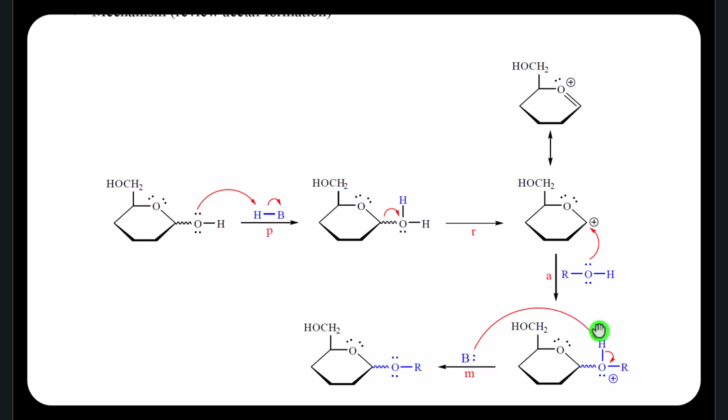But this intermediate has a positive charge on the oxygen, which is undesirable. So in a last step, we make it stable by deprotonating this positively charged oxygen using a base. Base would come over, remove a hydrogen, a pair of electrons would go, and that would result in our acetal, which we call a glycoside because it's formed on a sugar hemiacetal.